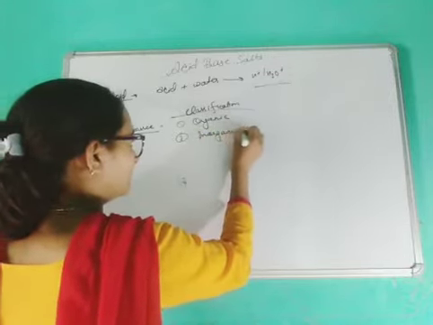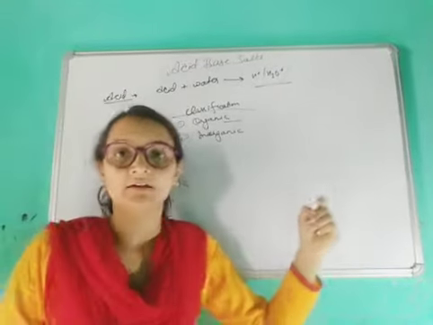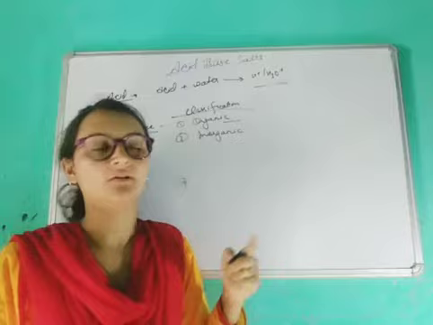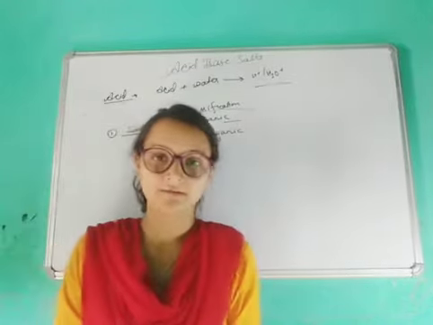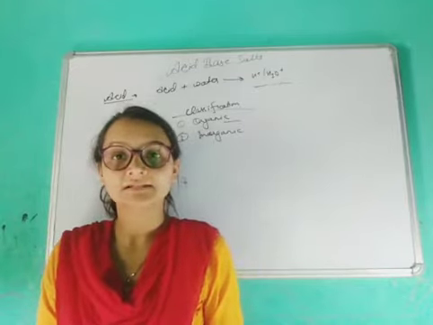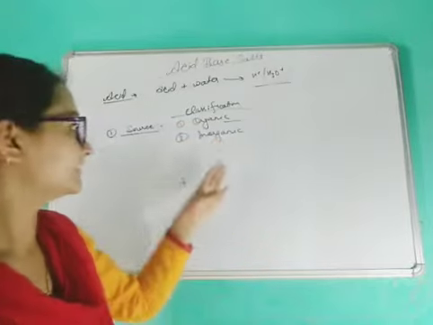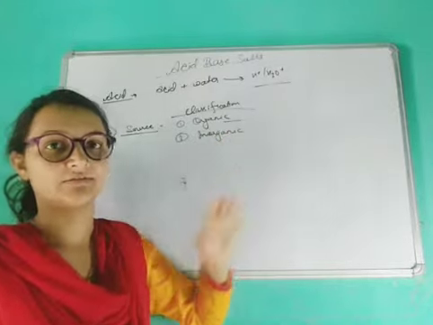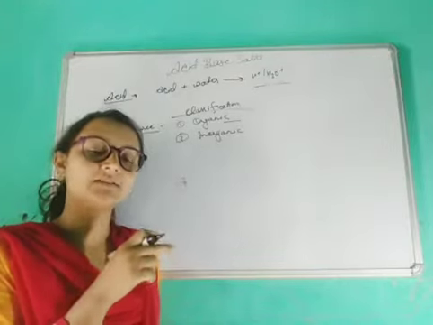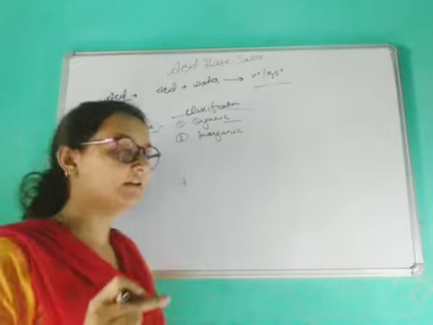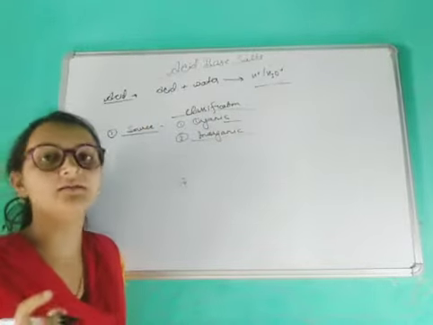Organic acids are those which we find naturally, mainly in fruits or vegetables. Like vitamin C, you find it in citrus fruits. Like lemon, orange and all citrus fruits, you will find citric acid in them. Formic acid is found in the ant. Inorganic acids are those which we can get from minerals.